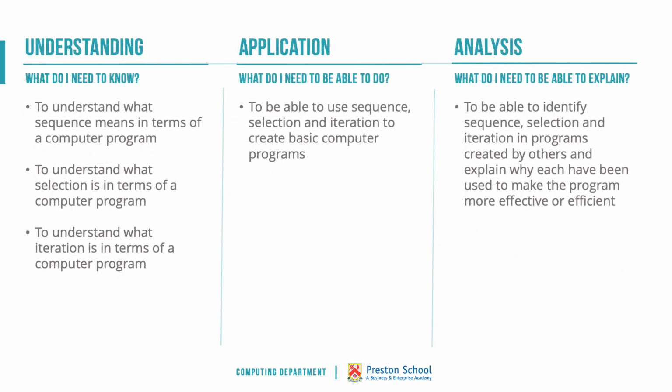By the end of this session, we're going to understand what the three programming constructs are, so that is sequence, selection, and iteration. We're going to understand how those can be used to create basic computer programs, and then we're going to be able to identify those in either programs or pseudocode written by other people.